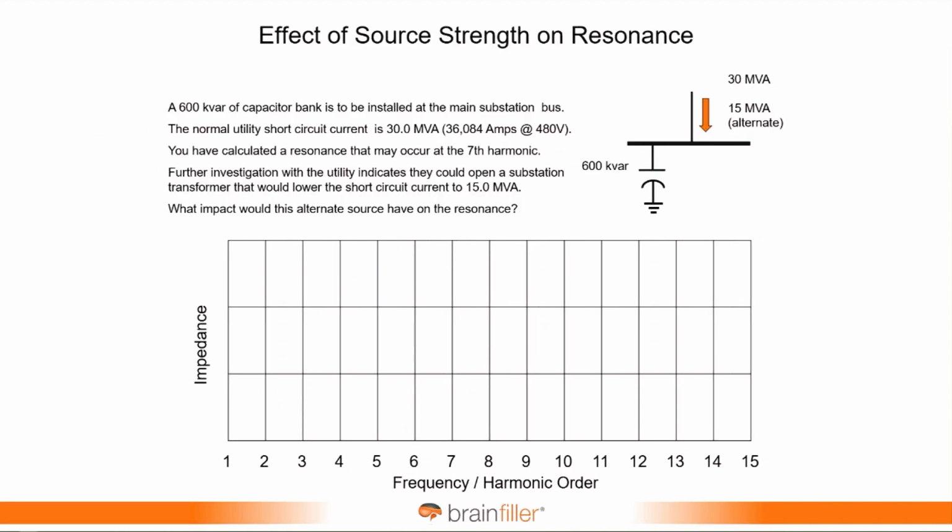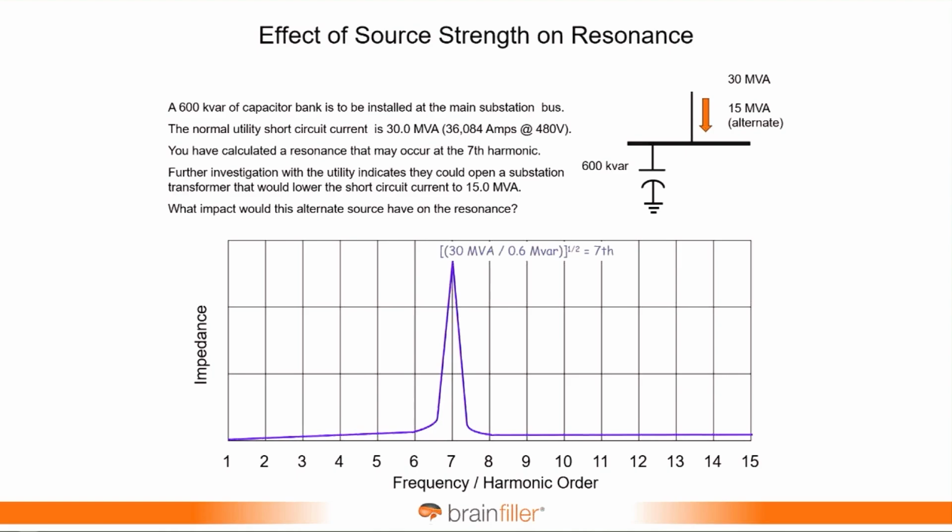So let's say that we have a single 600 kVar capacitor online, and the source is 30 MVA. The short circuit current, voltage, square root of 3, we have 30 MVA for the source power. The resonance, 30 divided by 0.6, take the square root, 7th harmonic. But, and this is a big problem, what if the utility company makes some changes? What if the utility decides to take part of their substation out of service?